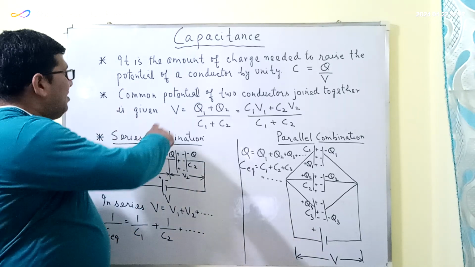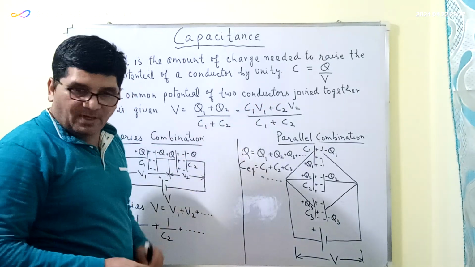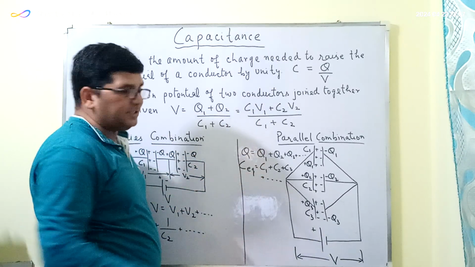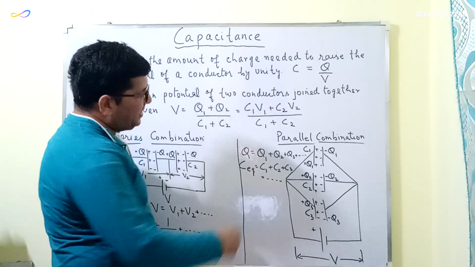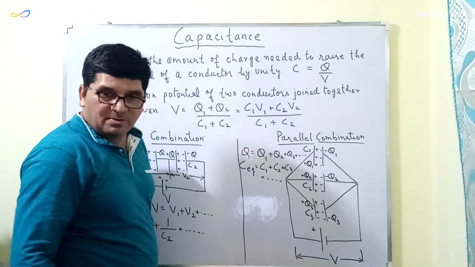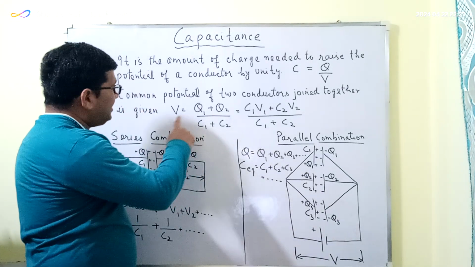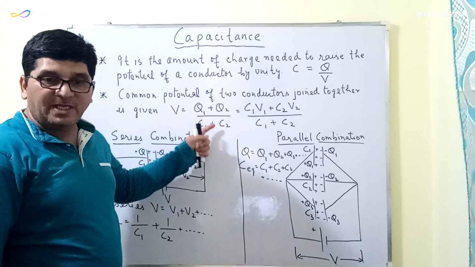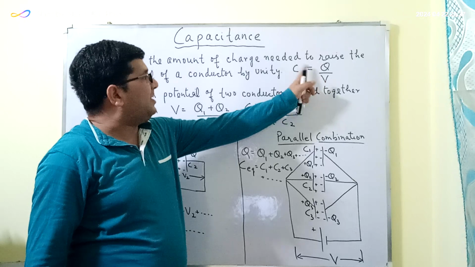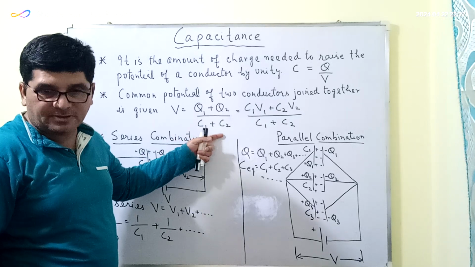Second point. If I am joining two conductors together by a thin conducting wire, and the capacitance of one conductor is C1 with potential difference V1, and the capacitance of the other conductor is C2 with potential difference V2, then what will the common potential be? From the formula C is equal to Q upon V, V will be equal to Q upon C. So the common potential is total charge divided by total capacitance.